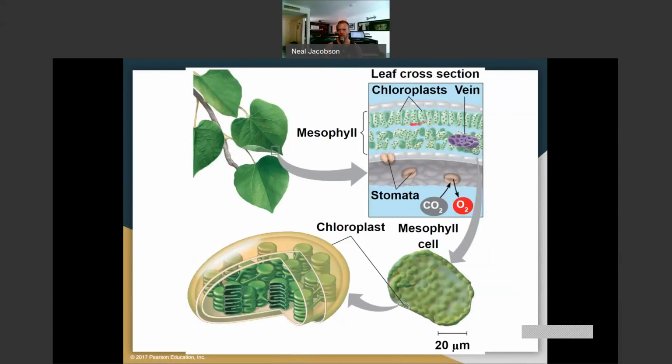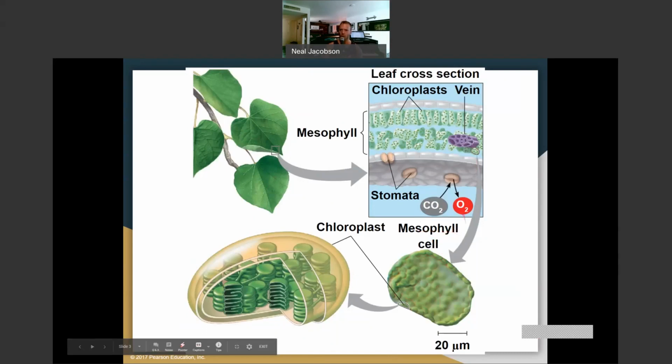there's a lot of these palisade cells that have these organelles called chloroplasts inside of them. Now these palisade cells, if I was to zoom in and take a look at some of the chloroplasts that are inside of them, this is the palisade cell, which is part of the mesophyll, meaning middle layer of the plant.